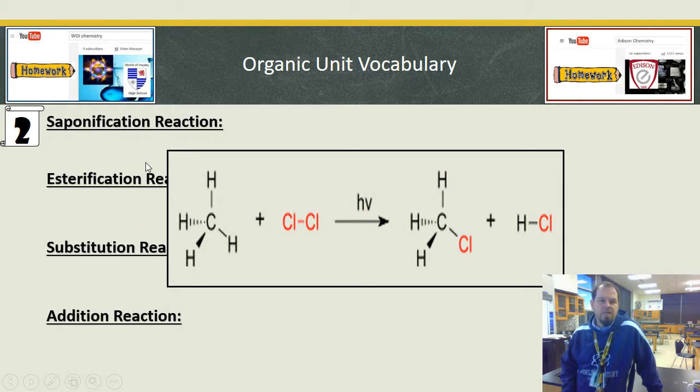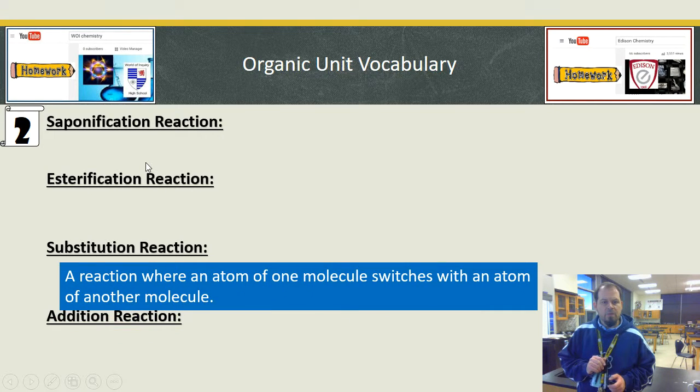Substitution reactions. These are 2 reactions that we need to be able to differentiate. So this picture is a perfect substitution reaction where the Cl in the diatomic Cl and one of the H's in the methane switch, and there's a straight substitution. Okay, and in order to have that happen, you have to have all single bonds in the hydrocarbon. So boom, boom, boom, boom, switches. Okay, good, you got that, read that.